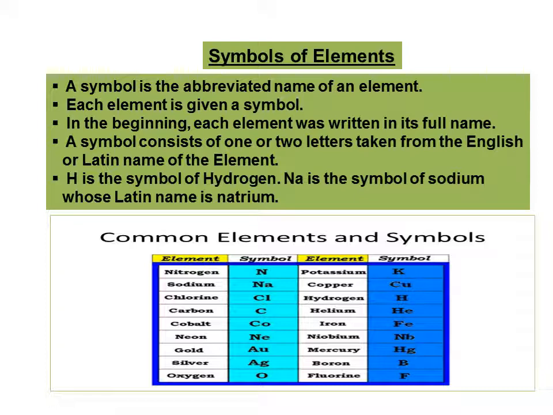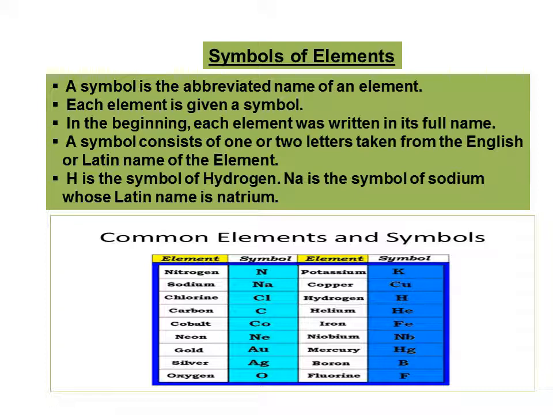A symbol consists of one or two letters taken from the English or Latin name of that element. So English alphabets or Latin alphabets may be used for the symbols of different elements. For example, capital H is the symbol of hydrogen, taken from its English name. And capital Na is the symbol of sodium, whose Latin name is natrium. Capital S is not used for sodium because it is a duplication. Therefore, the symbol of sodium was decided after its Latin name, natrium.